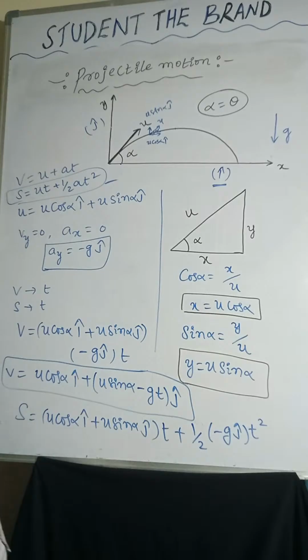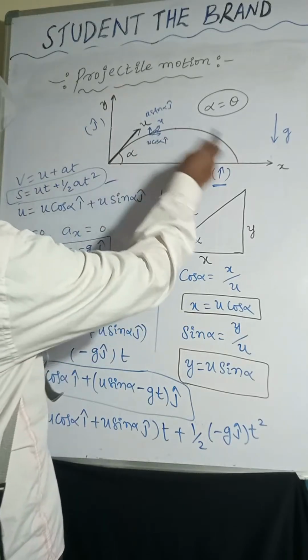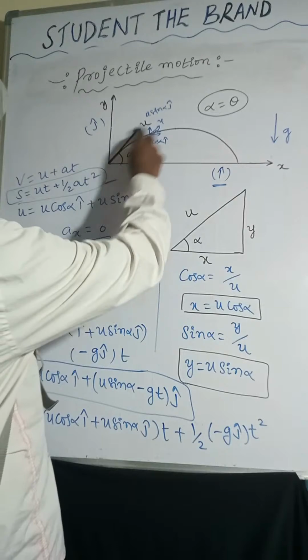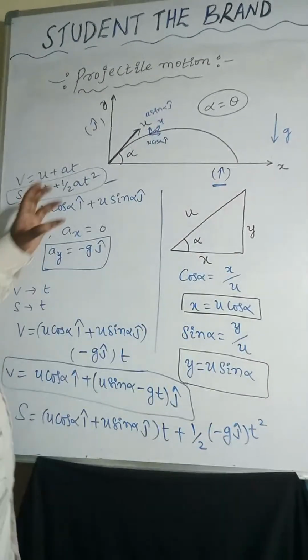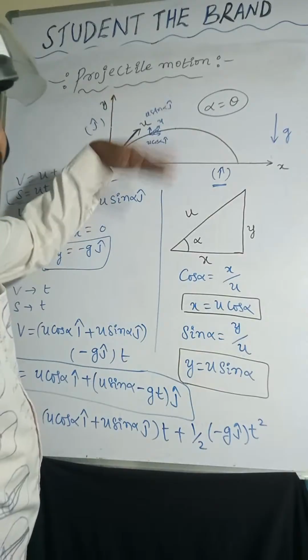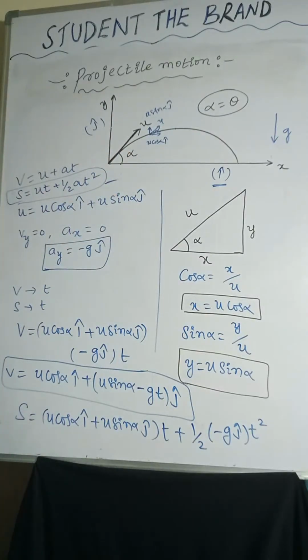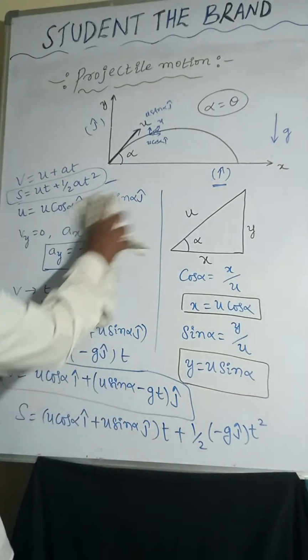Now, the path of the projectile is a parabola. Is it true or false? We'll check now. Is the path of the projectile a parabola or not? So we will check. The trajectory of a projectile is a parabola. Trajectory means the path it has followed. So this path is called the trajectory of a projectile. So we are projecting a particle, right? Okay, so now we will see that.